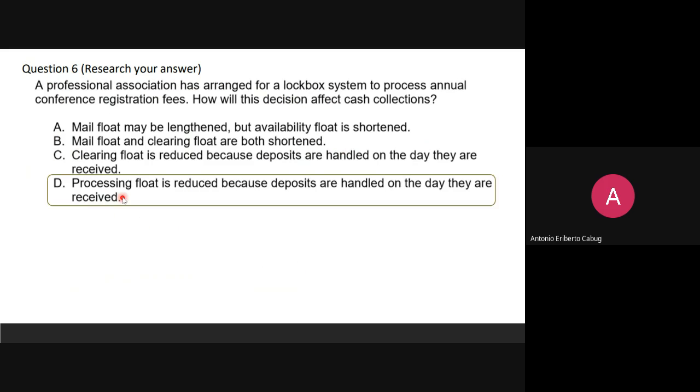So, the best answer here is letter dog. Only the mail float and the processing float will be reduced. Okay? Mail float may be lengthened. Siyempre, hindi. Papatagalin mo yung mail float. Why would you do that? No? So, mail float will be reduced. No? They will be shortened. Yung mali sa boy tsaka sa C, kasi dinadamay niya yung clearing. Sabi ko sa inyo, yung clearing float, hindi natin yan mababago. No? So, only the processing float, as well as the mail float. Pero hindi binanggit dito si mail float. Mail float and the processing float is reduced because deposits are handled on the day they are received. Correct answer is letter dog.